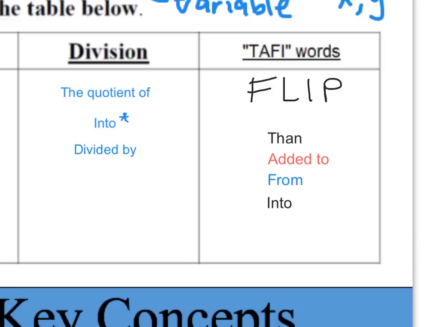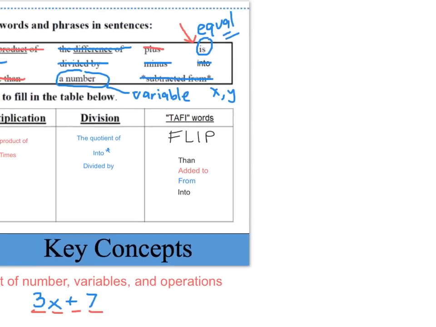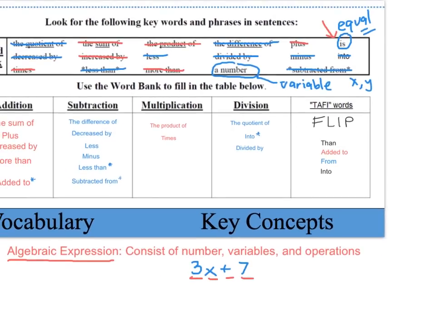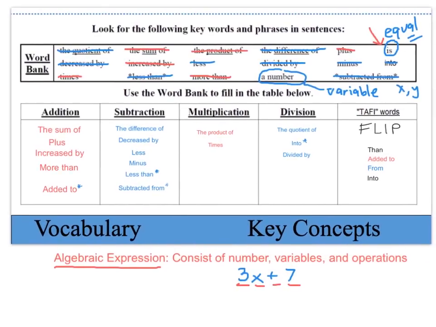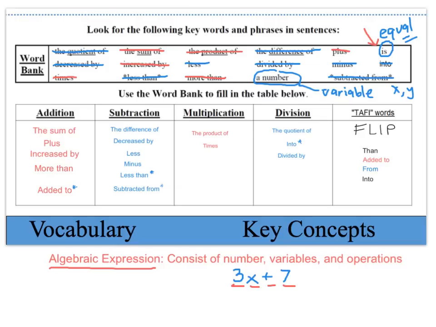Notice all the taffy words have little stars next to them. So anytime you see those words, you're going to flip the order of the numbers. Actually, I lied. I forgot to put a little star next to the one that says more than. So go ahead and do that as well. So let's use these key concepts to solve the following examples.